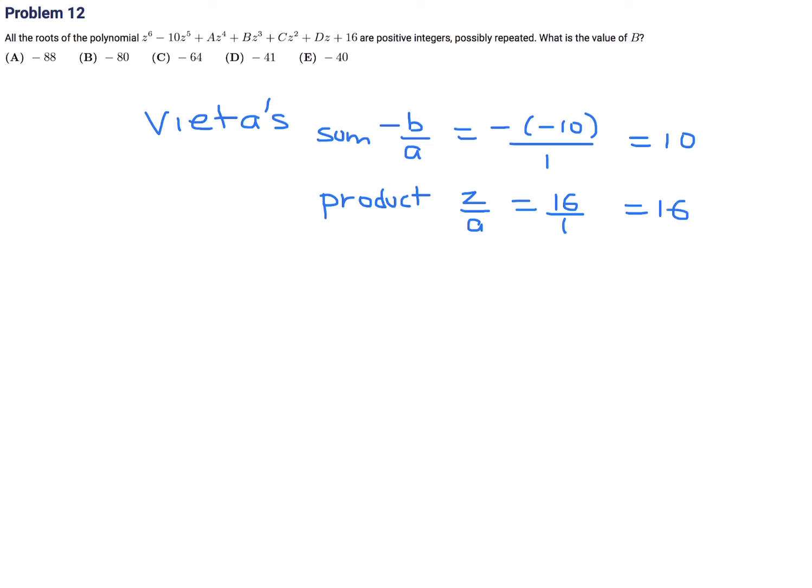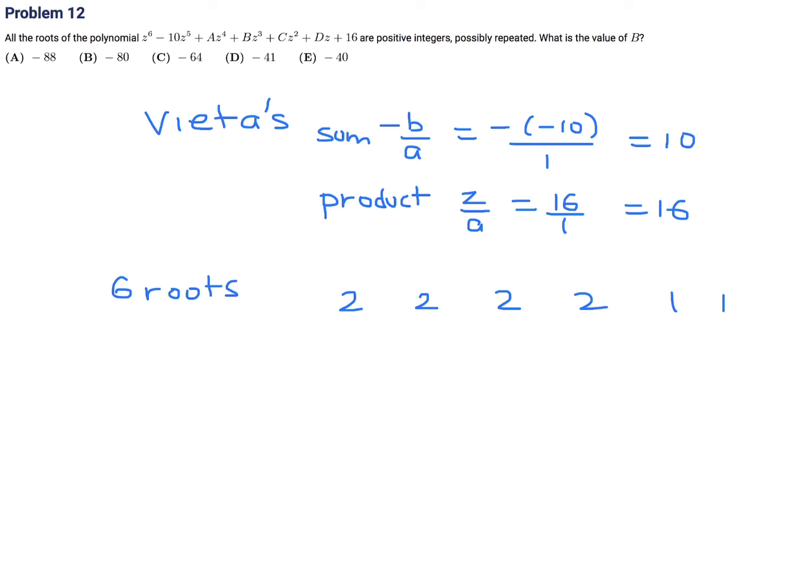So now how many roots are there with z to the power of 6? So 6 roots. So we have to have 6 numbers that when you add them equal 10, but when you multiply them all, 16. And after a little bit of thinking, you come up with the following: 2, 2, 2, 2, 1, 1. If you take those 6 numbers and add them, they equal 10. If you multiply them together, they give 16.